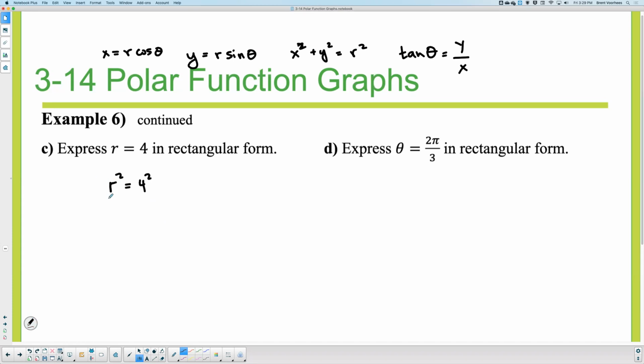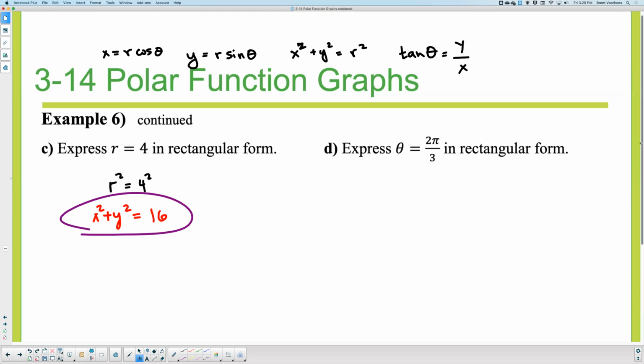If I square both sides of the equation, that's mathematically okay. Well, r squared is the same thing as x squared plus y squared. And 4 squared is simply 16. That is good rectangular form. That's going to be a circle right there, believe it or not. That's a circle. And now let's talk about this last one.